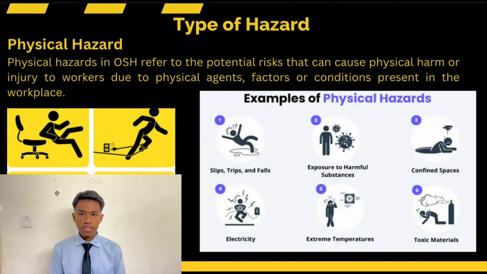Physical hazard in OSHA refers to the potential risk that can cause physical harm or injury to workers due to physical agents, factors and conditions present in the workplace. There are 6 examples of physical hazard. Number 1, slips, trips and falls. Number 2, exposure to harmful substances. Number 3, confined space. Number 4, electricity. Number 5, extreme temperature. And number 6, toxic material.